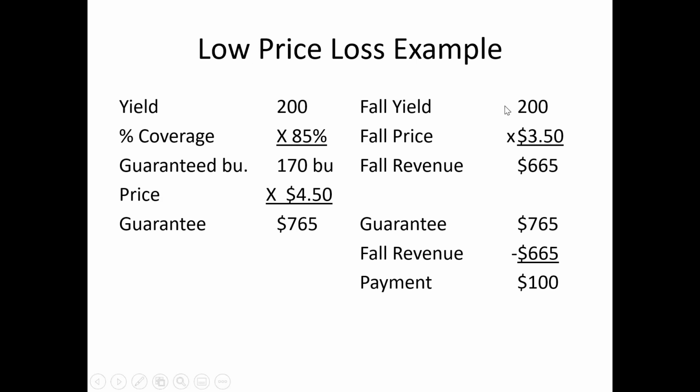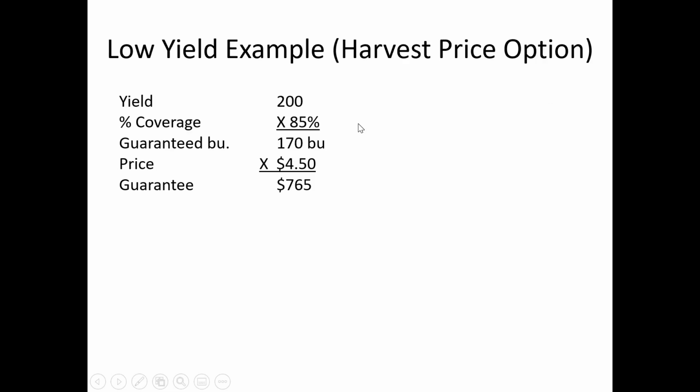You could have the same yield, but because our price ate up our deductible, we start getting paid because our price fell from $4.50 to $3.50 in this example, even though our yield did not fall at all. Another example is like a 2012 example, a low yield with potentially a high price. So our guarantee is the exact same, the 200, 170 bushel trigger. If you choose 85, you can choose 65 to 85%. There's a lot of options out there.